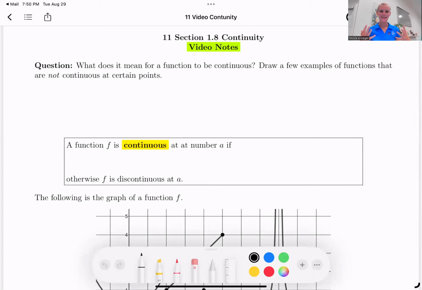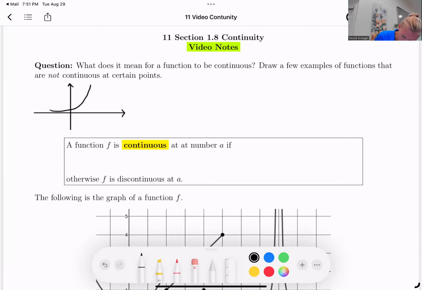How did you describe continuity in a pre-calc class? It might have been something like you can draw a graph without picking up your pencil, and that's a continuous graph. And that's a decent definition of continuity. We're going to make that definition a little more precise. So let's draw a few examples of things that are not continuous, things where we actually have to pick up our pencil in order to draw the graph.